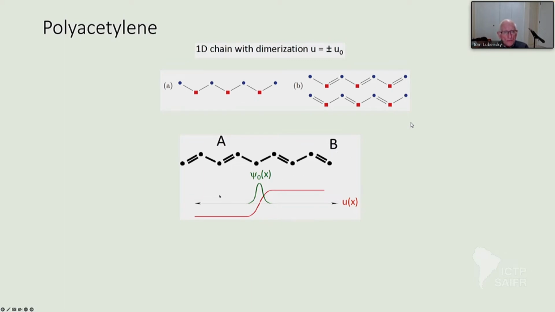And you can have solitons, which take you from a state A, where we have the double line on the right, to one where you have the double line on the left, and the price you pay is to have two single lines in the middle. Or you could do it the other way around and have two double lines and have surface states.